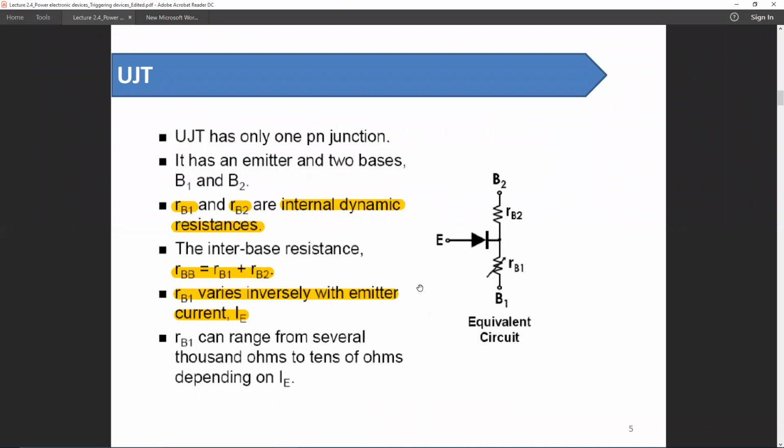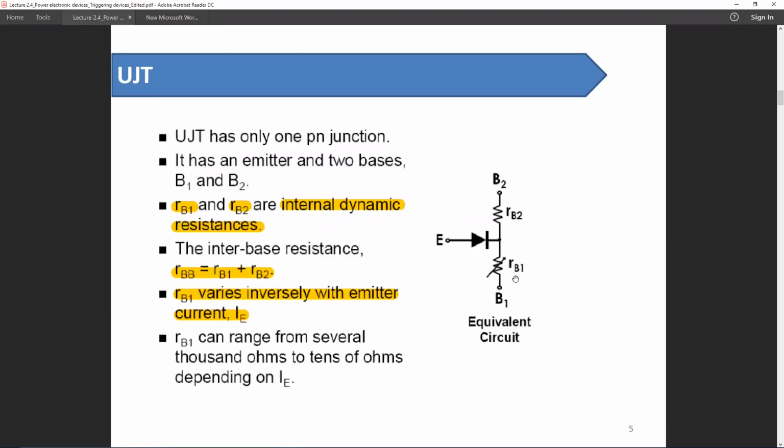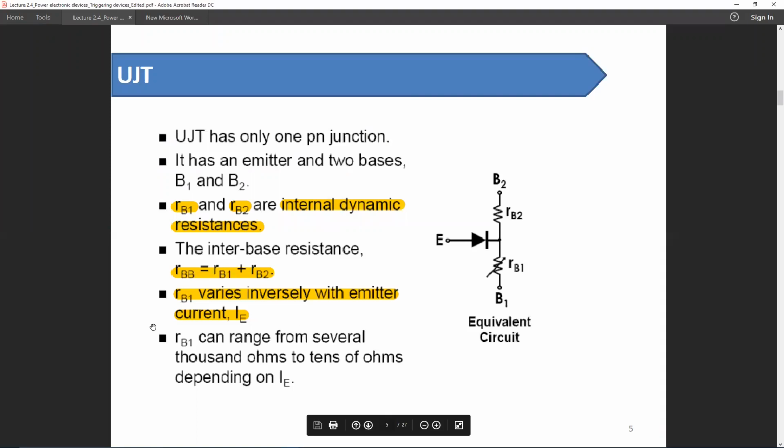And as the resistance arises from the fact that this section is lightly doped, the resistance is variable and depends on the amount of carrier. When the device is on, the carrier rushes in and the resistance becomes lower. So if we name it RB1, it varies inversely with emitter current.